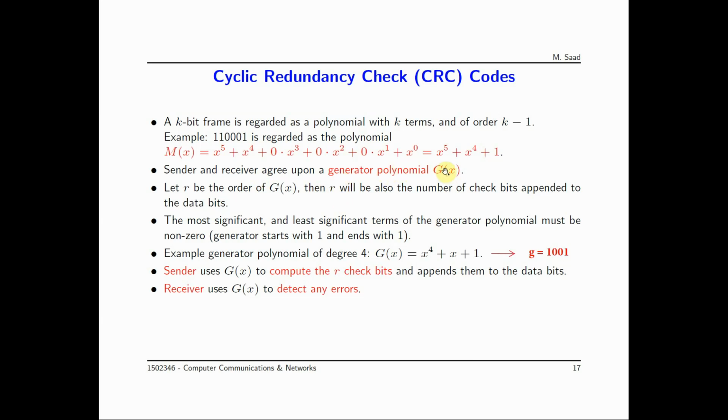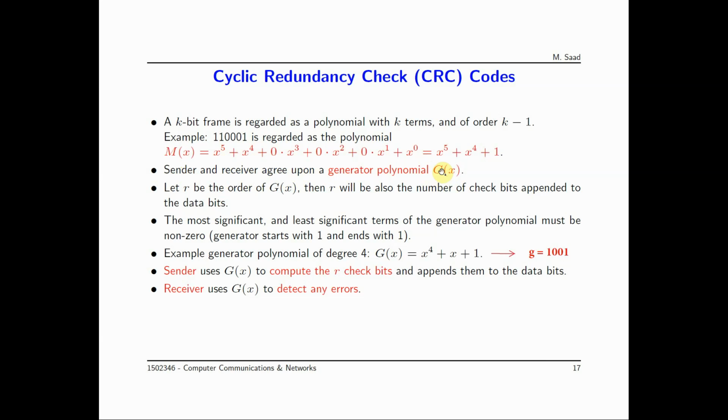Now, what is the significance of using this generator polynomial? The sender uses the generator polynomial g of x to calculate the check bits. Then the sender will append the check bits to the data bits and then send. Now, when the receiver receives that sequence, it will use the same generator polynomial to check whether there are transmission errors or not. So this is the deal. Sender and receiver agree upon the same generator polynomial. It has to be the same as part of the protocol.